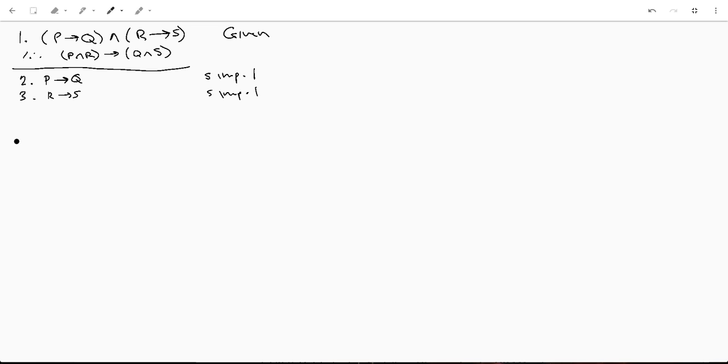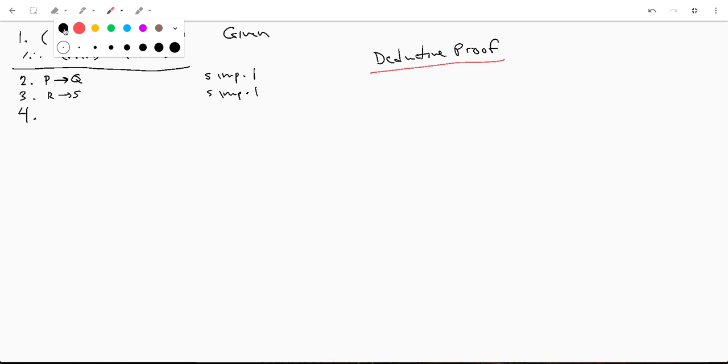Now, we're going to start the interesting part. What we want to do is something called a deductive proof. I'm just writing that down so you can see it. This isn't technically part of our proof. You don't have to write down on the side of your paper what kind of proof you're doing. You can write it here in your rules.